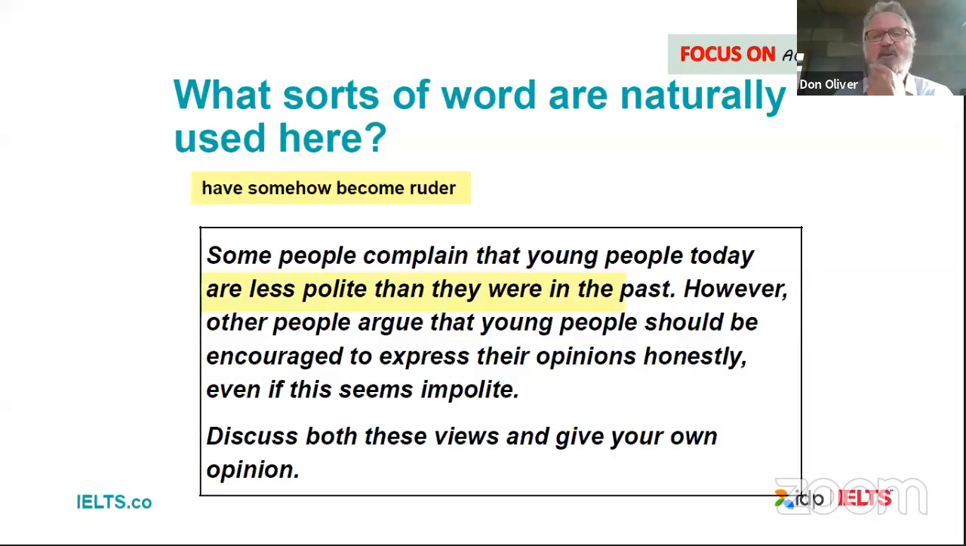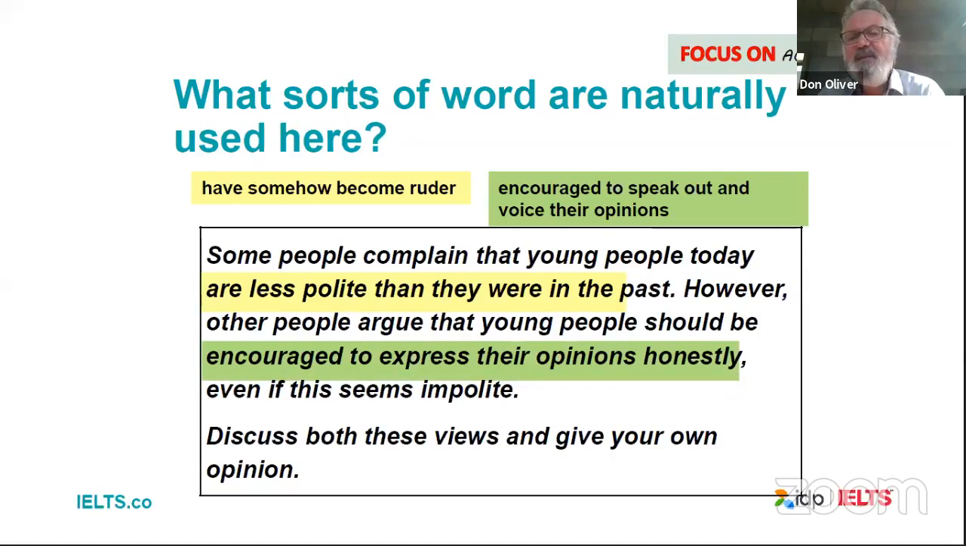Well, what are some of the words you might use? You would be rephrasing the words that are given to you. We give you some words. Young people are less polite than they were in the past. You might rephrase this as they have somehow become ruder. Immediately, you are showing the examiner that you have a good grasp of different ways of expressing the same idea in English.